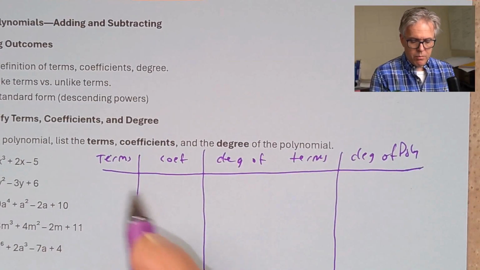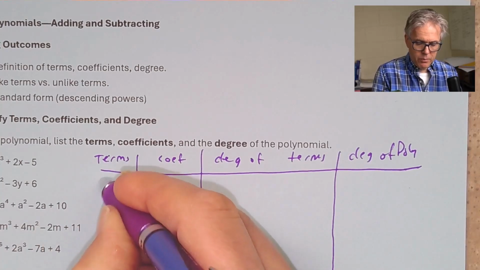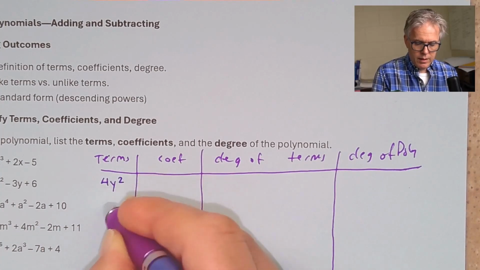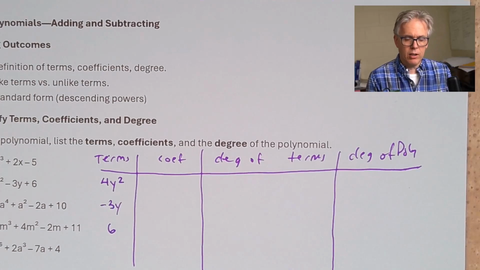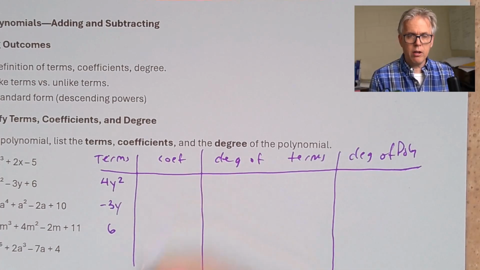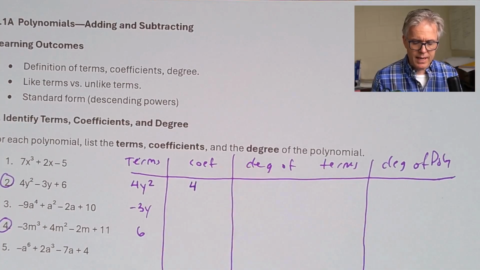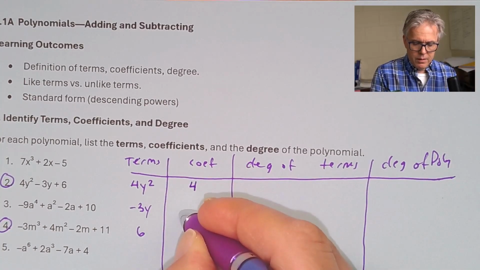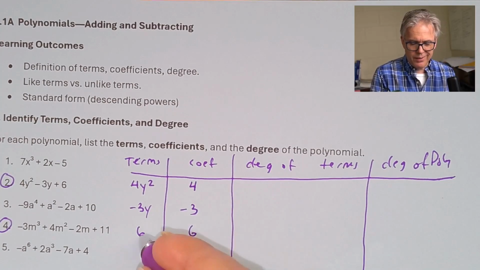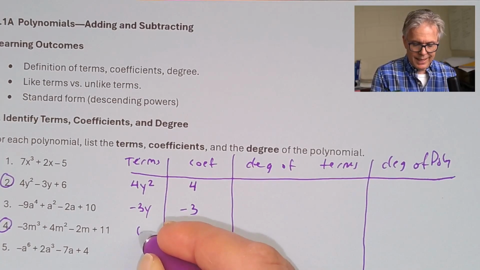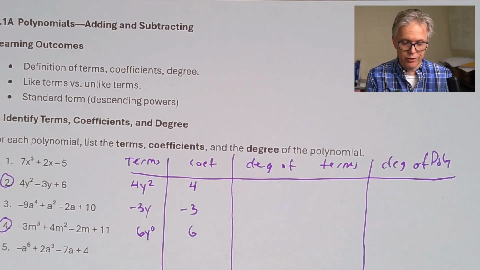Okay, so number 2. So the terms, we have 4y squared, negative 3y, and 6. So make sure those signs get carried along with each term. What are the coefficients of each term? So the coefficient here is the number beside the variable. So we got a 4. We have a negative 3, and we'll just call 6 the coefficient there. There's not a variable there. I mean, I guess you can say it's y to the 0. We don't normally talk about coefficients of just constant terms, though.